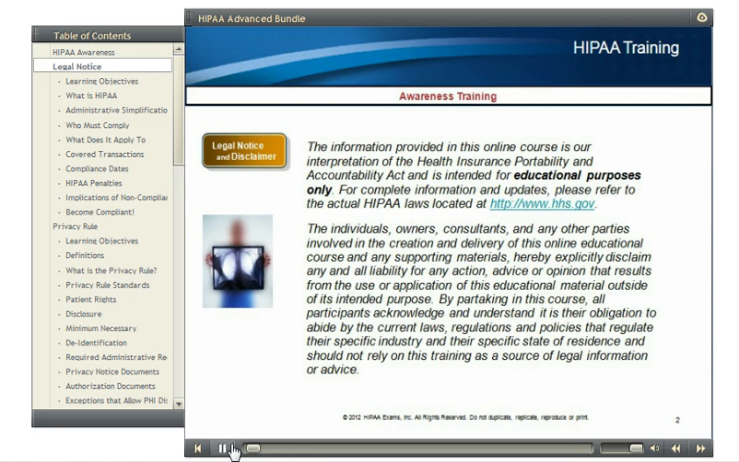By partaking in this course, all participants acknowledge and understand it is their obligation to abide by the current laws, regulations, and policies that regulate their specific industry and their specific state of residence, and should not rely on this training as a source of legal information or advice.